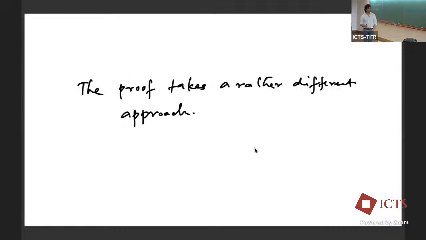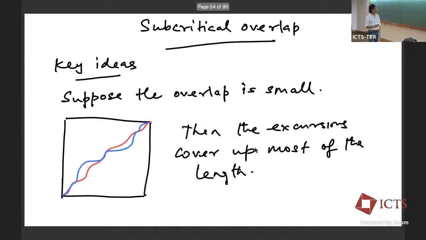Okay, the proof takes a rather different approach. And it's super complicated, it runs for about 200 pages. All we have to show is that for times which are small, the geodesics overlap. That's the goal. We want to prove that for small times, the two geodesics are rather similar. So we'll prove it by contradiction. Let's pretend that they're not similar. Let's say the overlap is small.